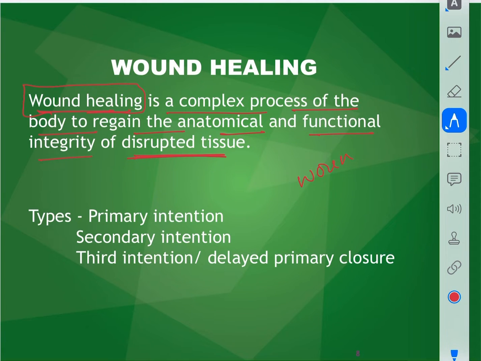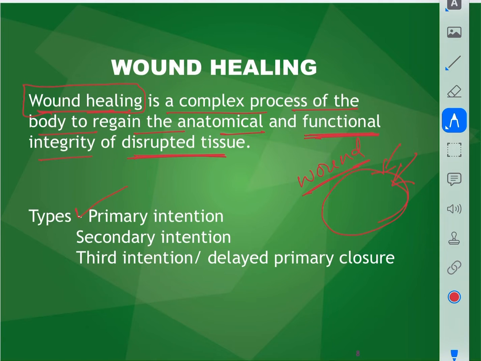Whenever there is a wound, it means that part's anatomy is disrupted and that part's function is also disrupted, right? Suppose you have a broken bone, can you function normally with such an arm or such a limb? No, right? The functional integrity is lost. Okay, now wound healing is a complex process to regain such lost functions again into normalcy. Now, what are the different types of wound healing?